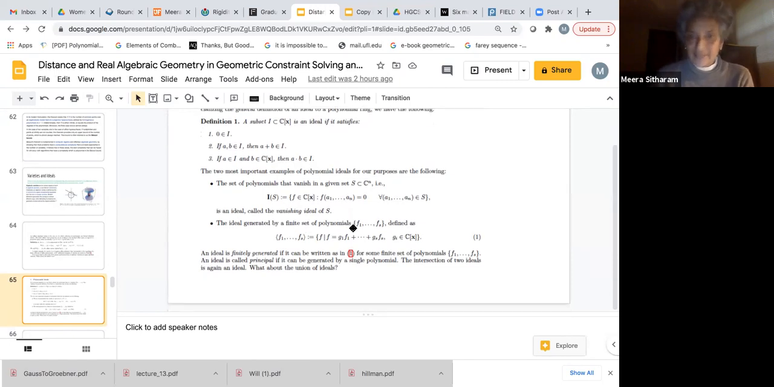And the ideal generated by a finite set of polynomials is simply the polynomial combination of the given set of polynomials. That's what this is. So there are definitions of principal ideals and finitely generated ideals, which you can look up.